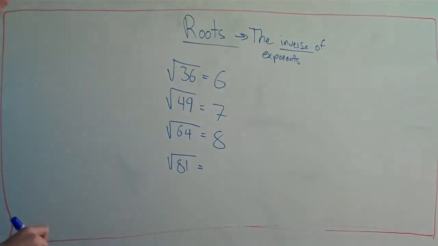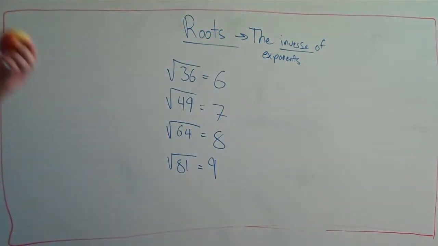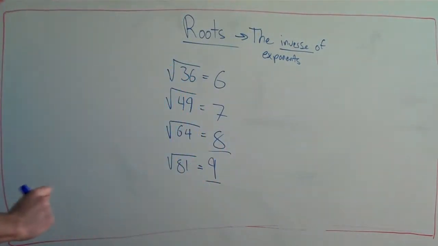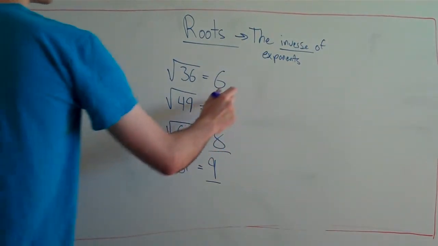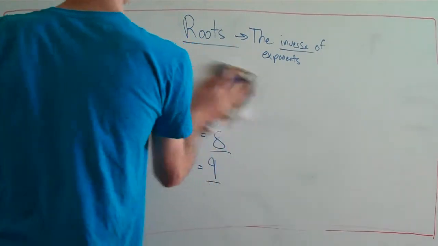It's 9. Very good. Why is it 9? Because it's squared. What is squared? 9 and 9. 9 times 9 is 81. So what's 8 times 8? 64. 7 times 7? 49. 6 times 6? 36. Beautiful. You figured it out. I knew you would.